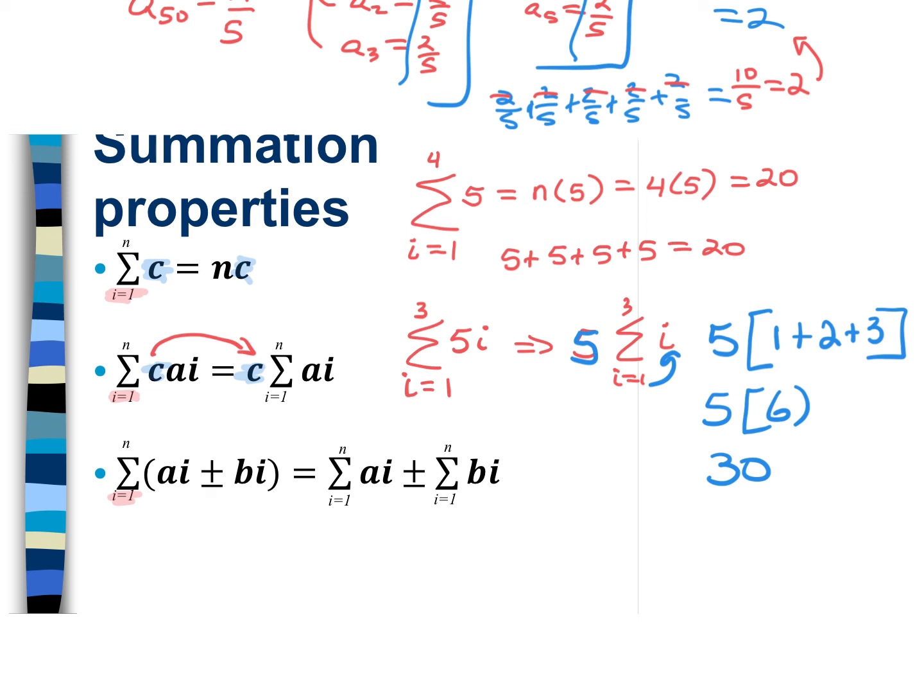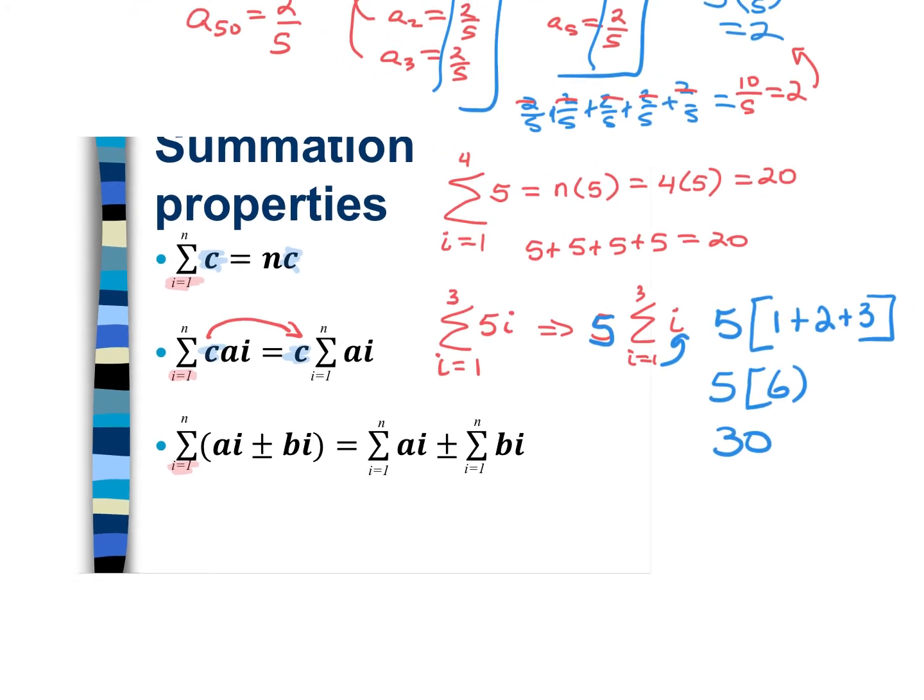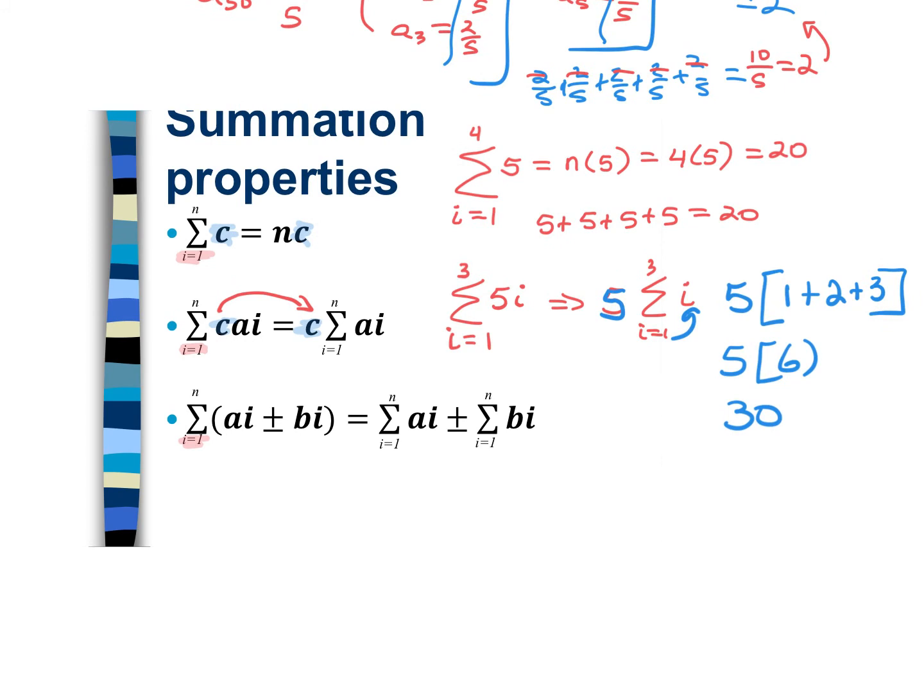Now I'm going to show you a faster way with a summation rule where we don't actually have to put in 1, 2, 3. We're going to plug in the n value. The next property is when you have two things that are being added or subtracted, you're going to give them each their own little summation notation. So you just split it apart.